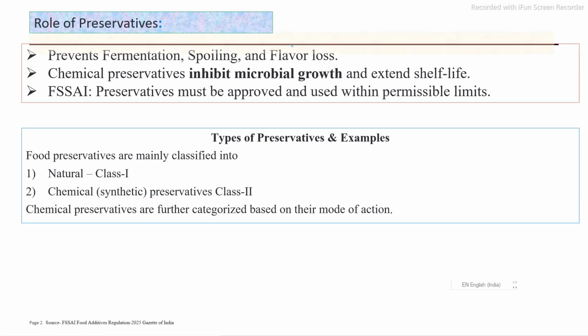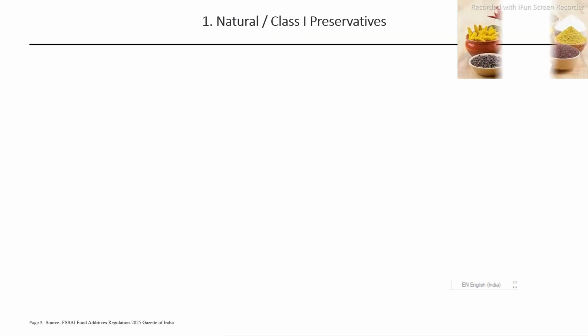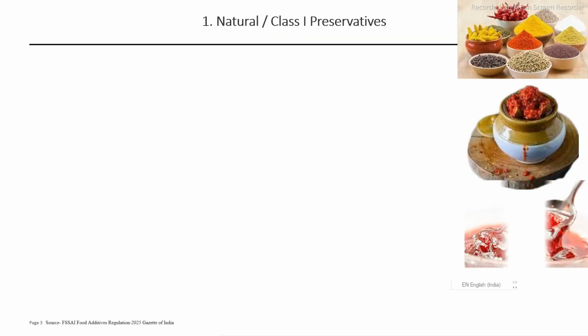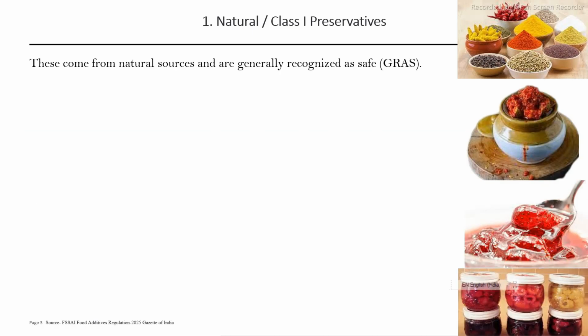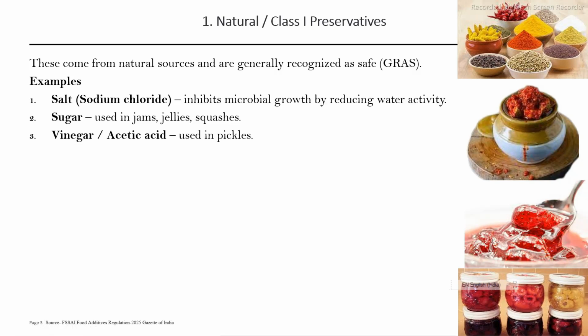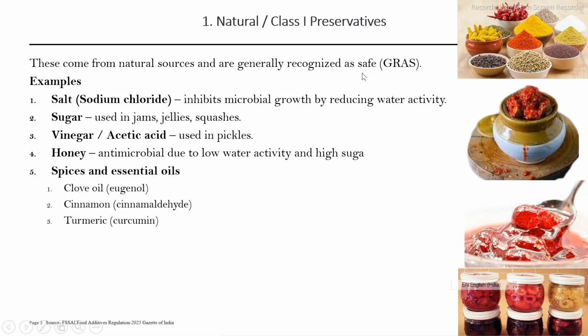Dear friends, natural preservatives are natural substances which we can use directly as preservatives. First, the spices. During the preparation of the product, we add spices, salt, sugar, honey, vinegar, etc. These are the main natural sources and are generally recognized as safe. We can add them as per our requirement. These natural substances act as antioxidants and have antimicrobial activity, extending the shelf life of our product.